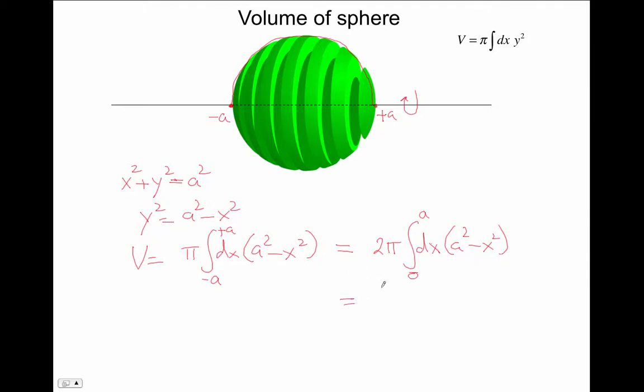Well, now we can easily do the integral. This is 2 pi. And when we integrate a squared, we'll simply get a times a squared, which is a cubed. And from here, we shall get a third of a cubed. And that's 4 over 3 pi a cubed. That, of course, is the volume of a sphere.